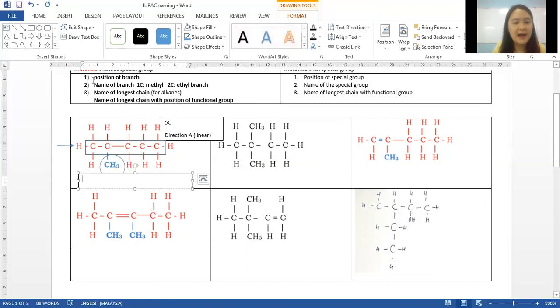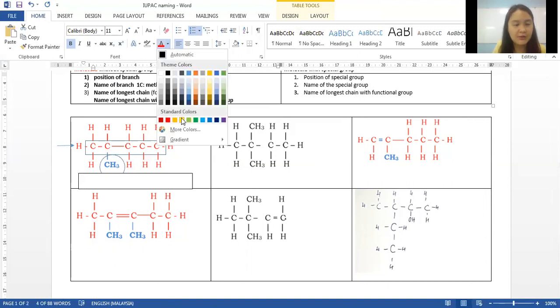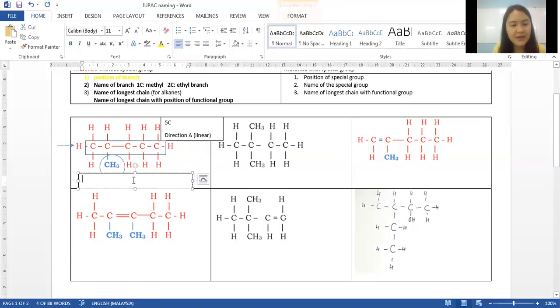First, we start by naming the position of the branch. Because I read my longest chain in direction A, this is carbon 1, carbon 2, carbon 3, carbon 4, carbon 5, so my branch is positioned at number 2. Next, the name of the branch. I will ask myself, how many carbon does this branch have? It has 1 carbon, so the name of this branch is the methyl branch.